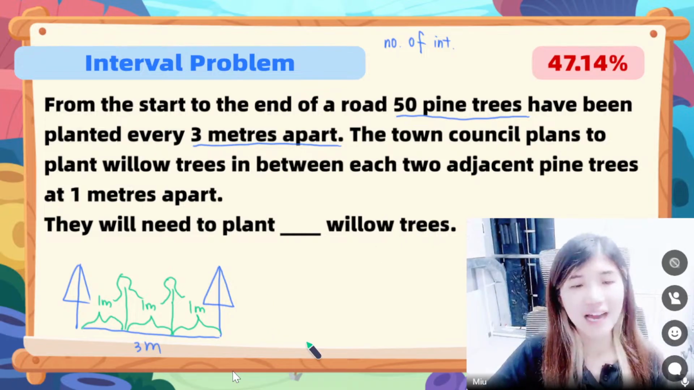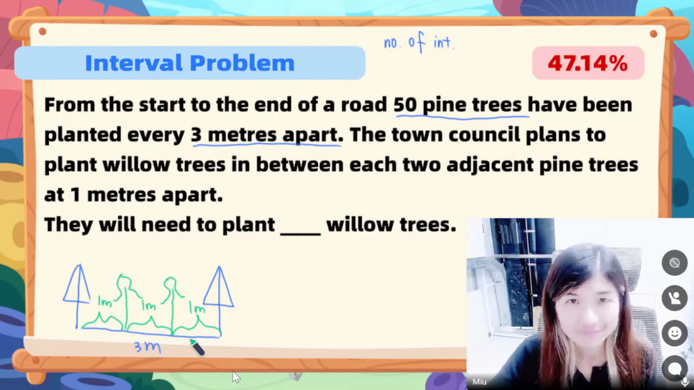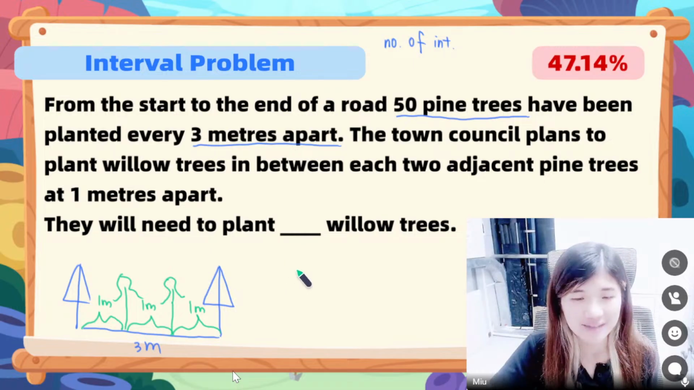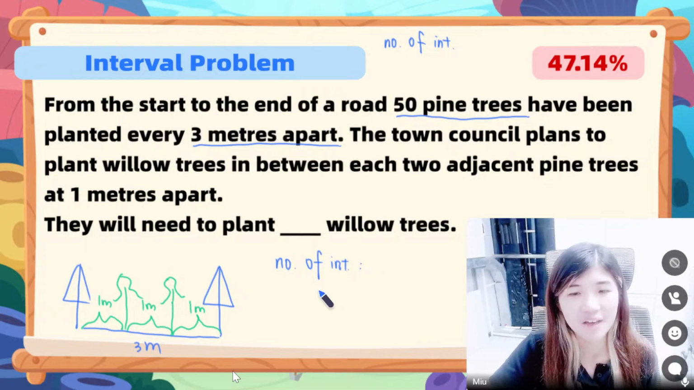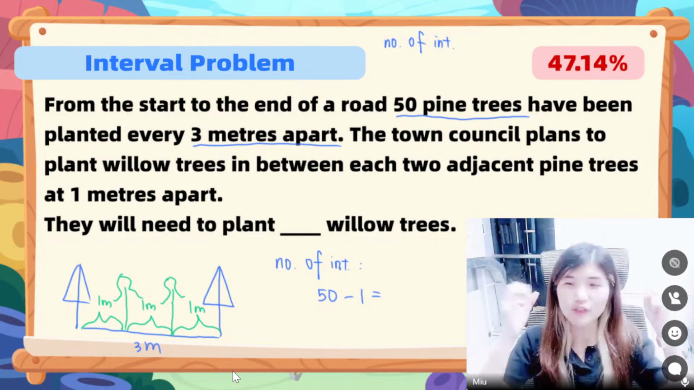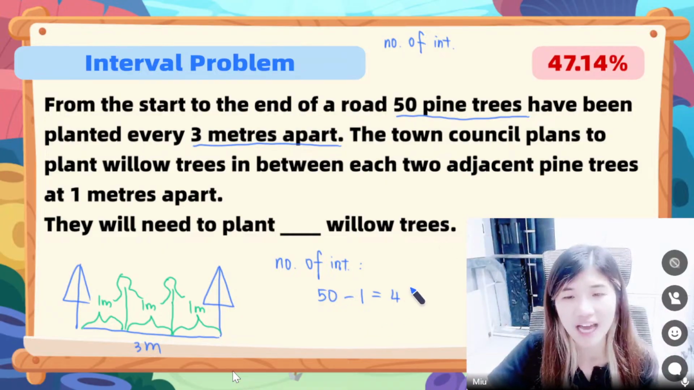Now guys, what we need to know is how many such 3 meters are there. When you have 50 pine trees, guys, focus, all right? When we have 50 pine trees, the number of intervals between them must be 50 minus 1. Because 3 must be 1 more. You start with 3, end with 3. So 3 is 1 more than the intervals. So you take out that 1 to get 49 intervals.